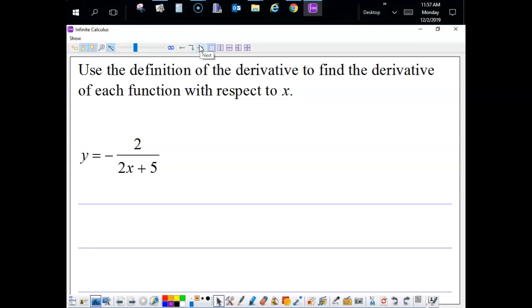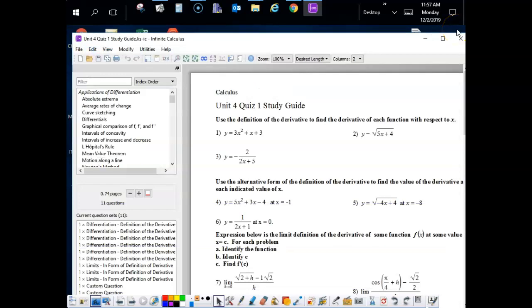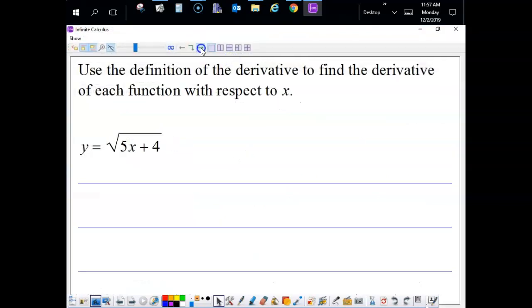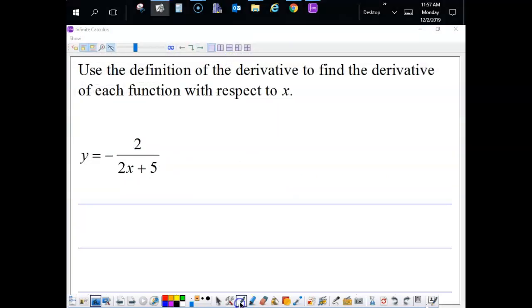Let me see here. I feel like some of these should have been alternative definition of a derivative. Oh, okay. So we'll do one more. All right. This one we want to find what is the limit of this function as h approaches 0.